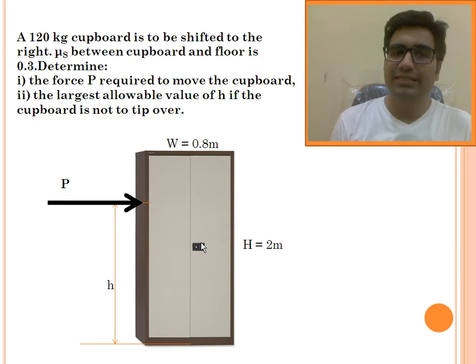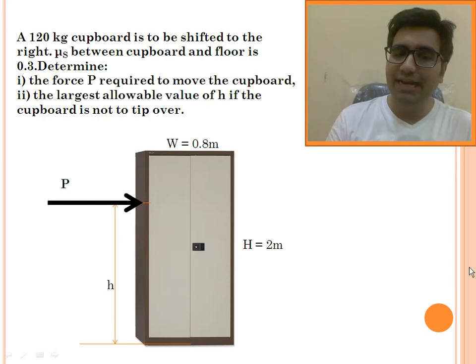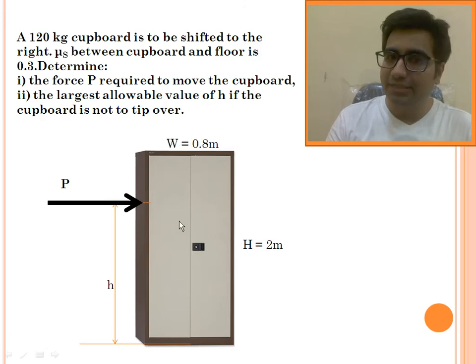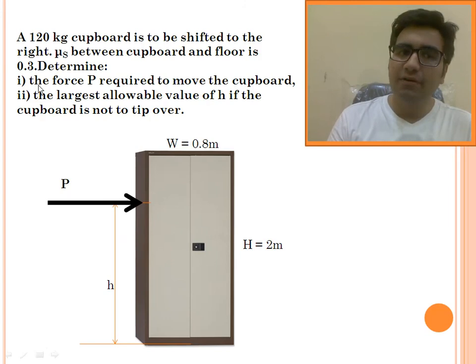The next question says that there is a cupboard whose weight is 120 kg and it is to be shifted in the right direction. If we want to shift it in the right direction, we are supposed to apply force in the right direction. What is the minimum force required to move the cupboard, and what is the largest value of height where the cupboard does not tip?